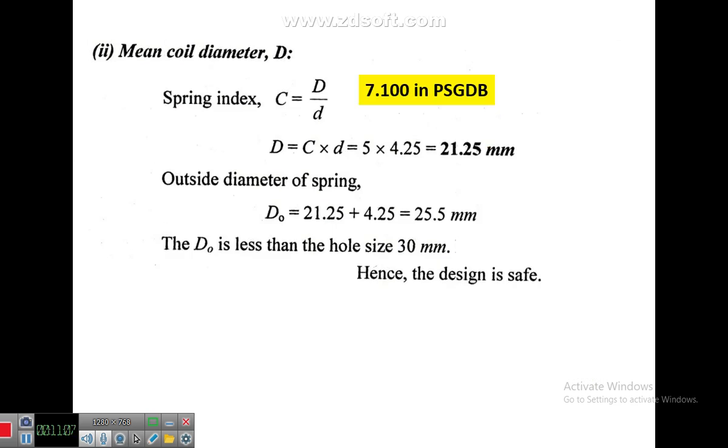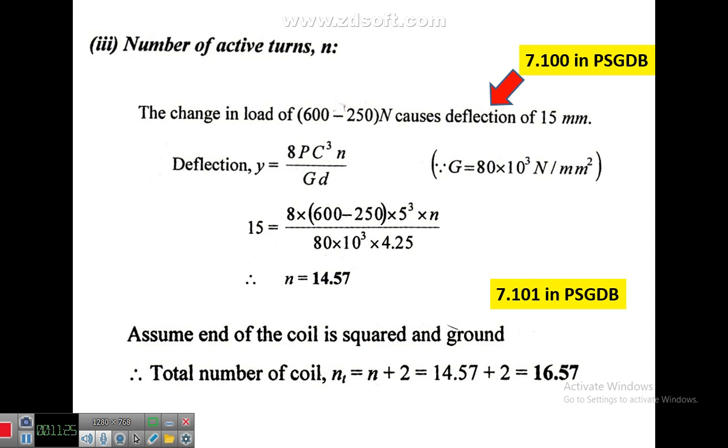Then coming to the mean coil diameter, we are going to use the formula that is available on page number 7.100. In the PSG data book, there is spring index C equal to D by d. Use that and you find the mean diameter, and from that we can find the outside diameter of the spring. And coming to the number of active turns, using the formula available on page number 7.100 in the PSG data book, y equal to 8 P C cube N divided by G d. In this, the only unknown is N. So substitute all the values and you will get N equal to 14.57.